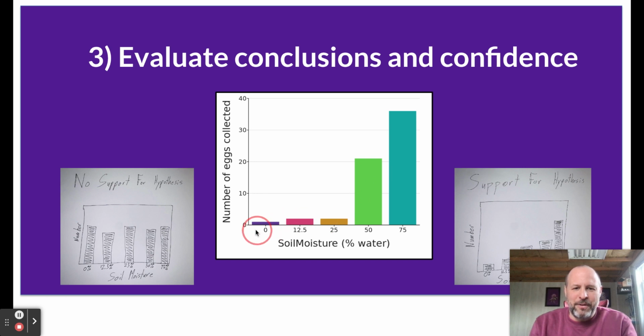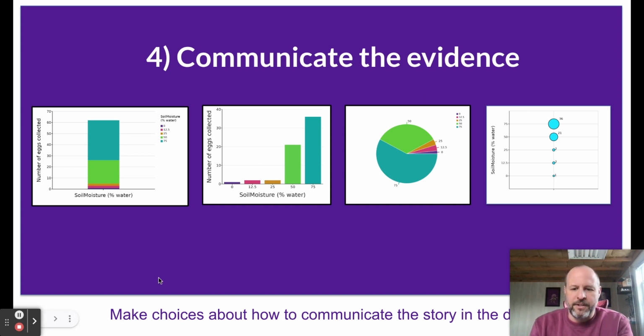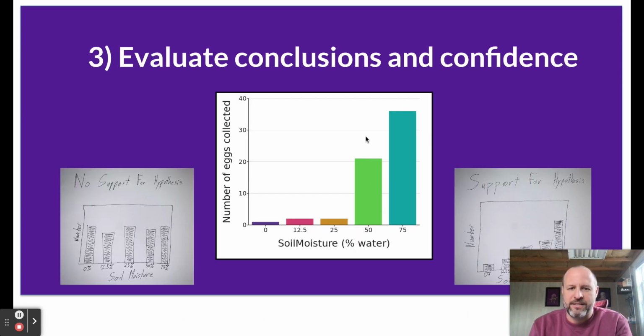So very, very few samples in the lowest treatments. And then a much greater number of samples. You can see over 20 here and roughly 35 here in the two wettest substrates available. So this is strong support for the hypothesis, and it looks pretty much how we expected strong support to look. Now, in thinking about the confidence in here, you have to consider your sample size. I don't know exactly how many total eggs were in here, but roughly 35 in the wettest, 20 here, 21 here.